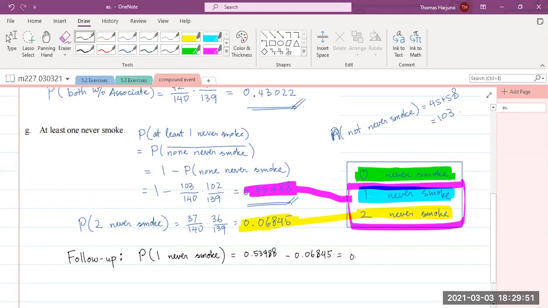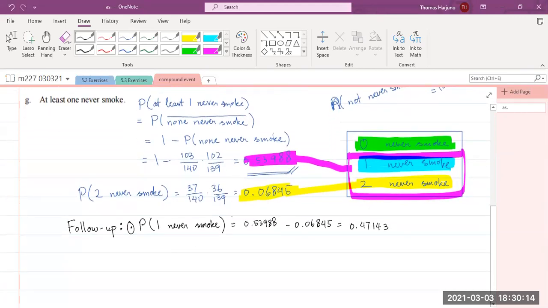I get 0.47143. That's the probability one never smoke. But this is only the one method though. Let me show you another method. How do we compute that of these two people, the probability that exactly one of them never smoke?